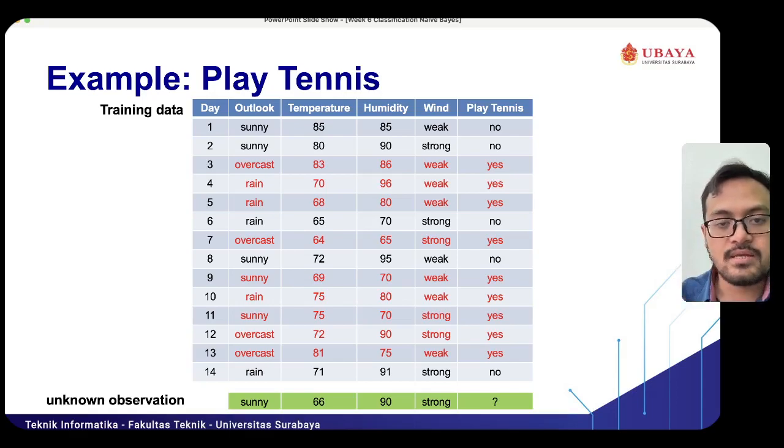For example, we change the values for the temperature feature into continuous numbers. For example, 85, 80, I think this is in Fahrenheit degrees, yeah. And for the humidity, 85, 90, and so on. We change the values for the temperature into continuous numbers, and it is possible to use the Gaussian naive Bayes for classifying this dataset.